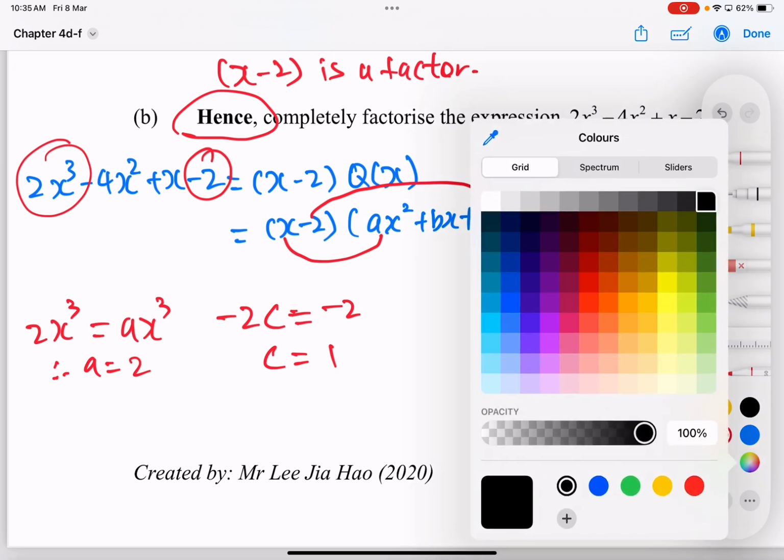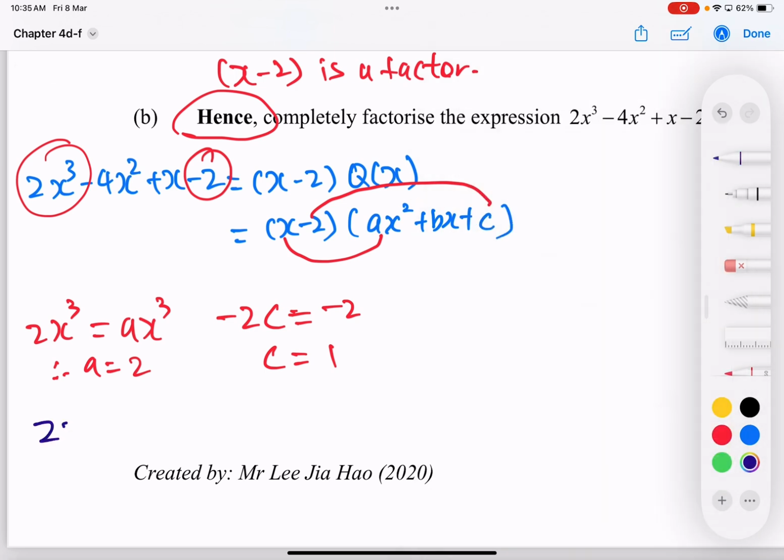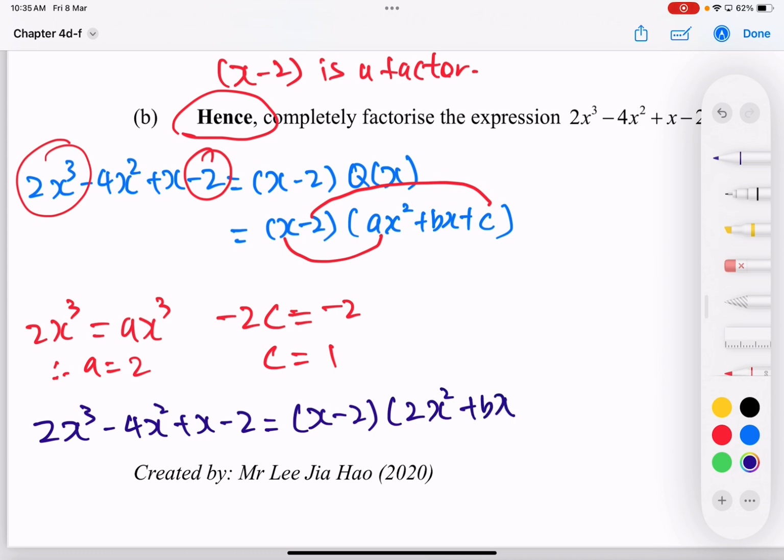So I'll rewrite the original function for you. 2x cubed minus 4x squared plus x minus 2 is equals to x minus 2 multiplied by, a is 2, so 2x squared plus bx plus 1. All you don't know now is the value of b. But this is basically your identities. Your left hand side is equals to the right hand side.